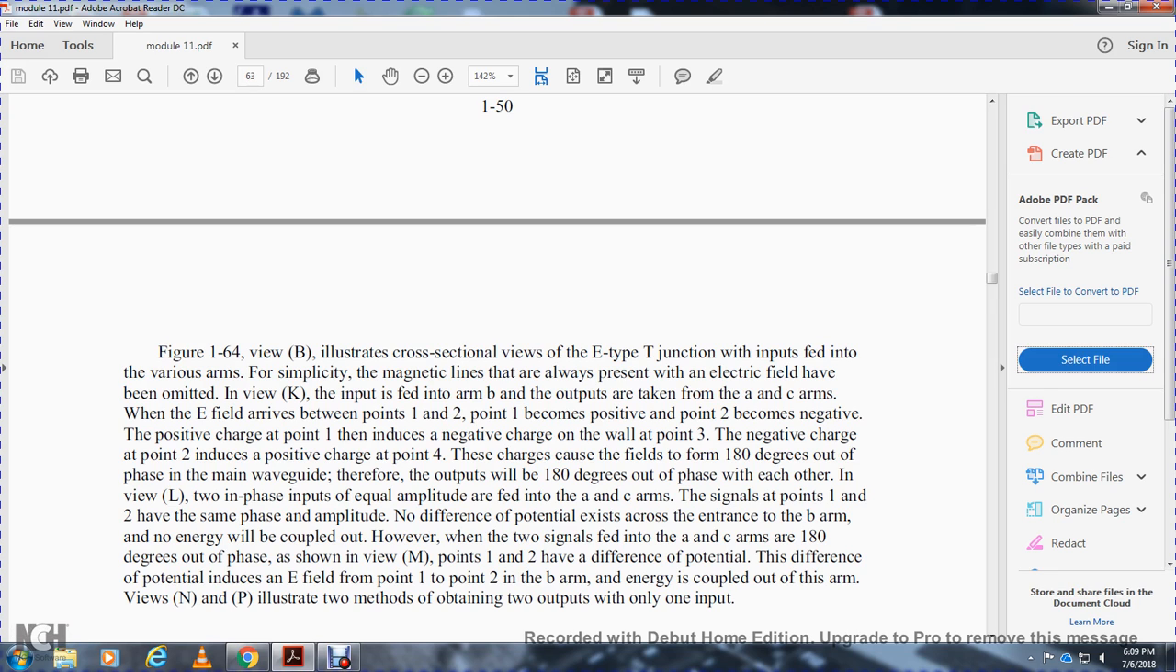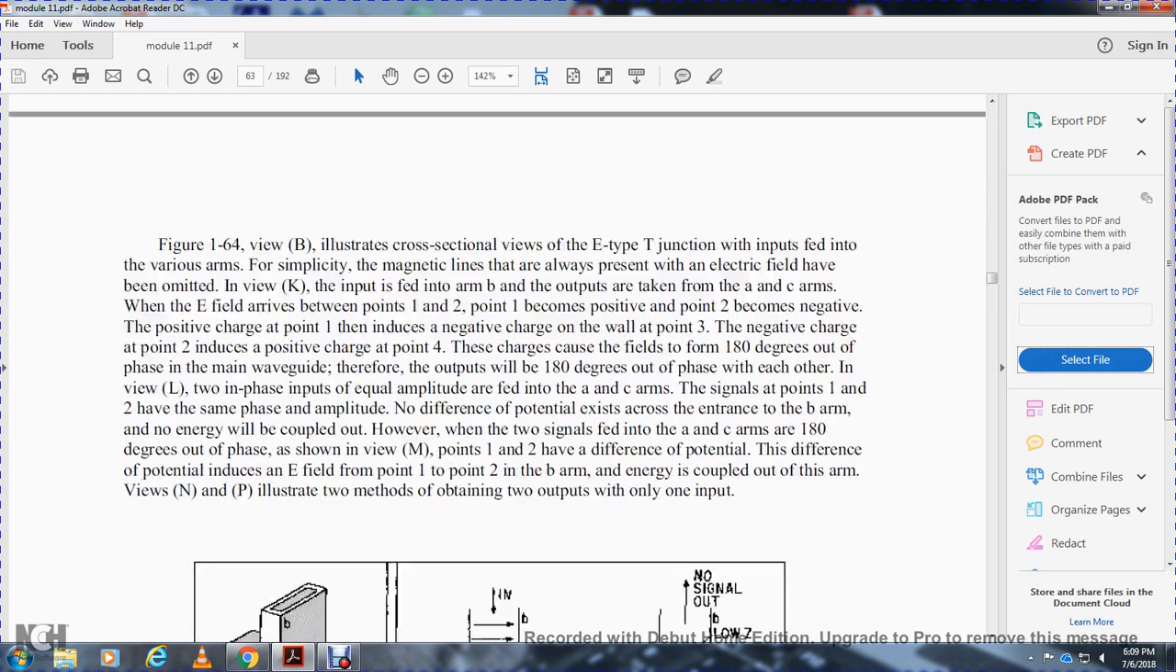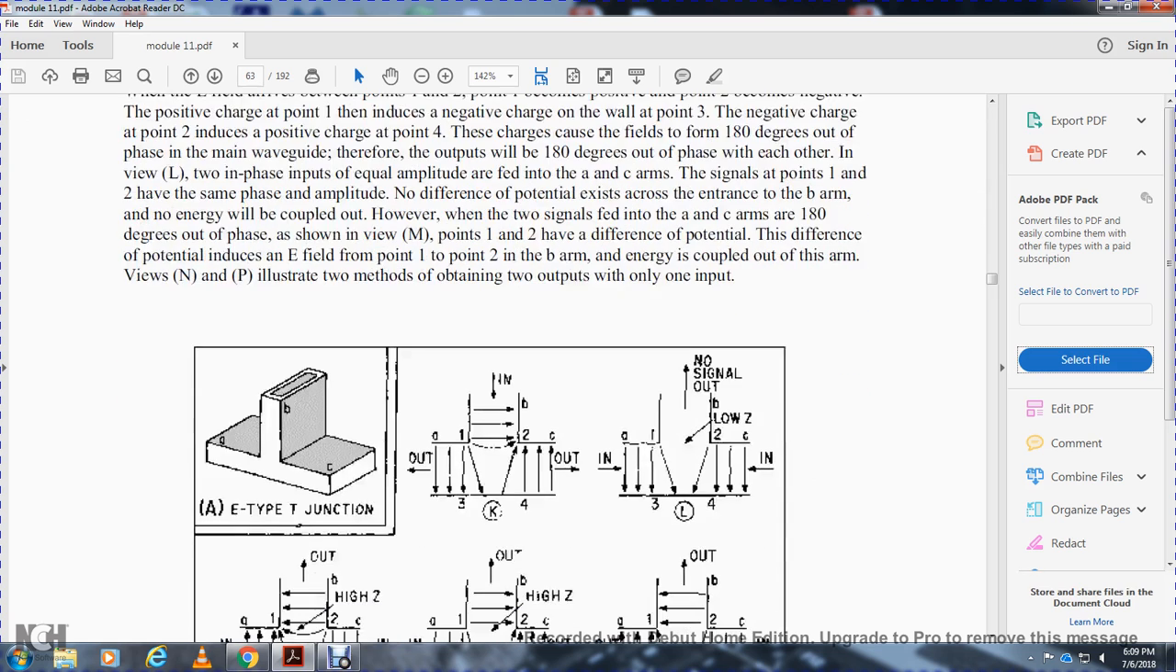However, if the two signals fed to the A and C arms are 180 degrees out of phase, as shown in view M, points 1 and 2 have a potential difference. The difference induces an electric field across the B arm, and energy is coupled out through this arm. Views N and P illustrate the methods of obtaining two outputs with only one input.